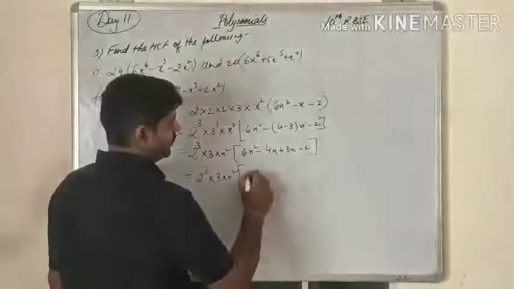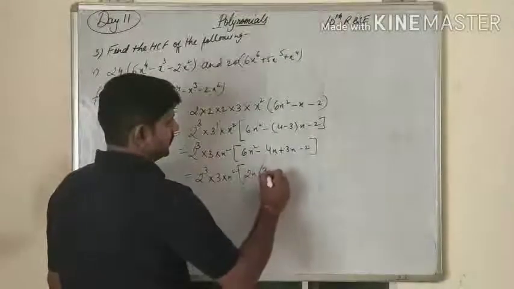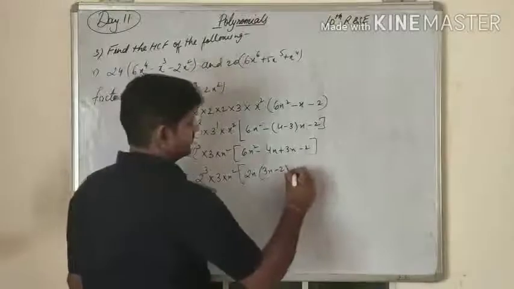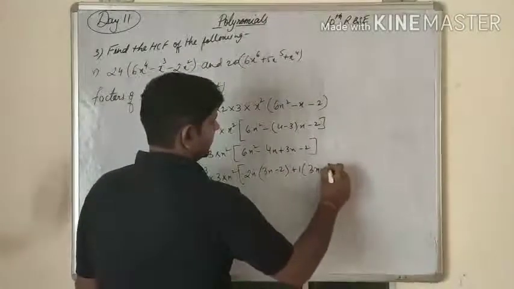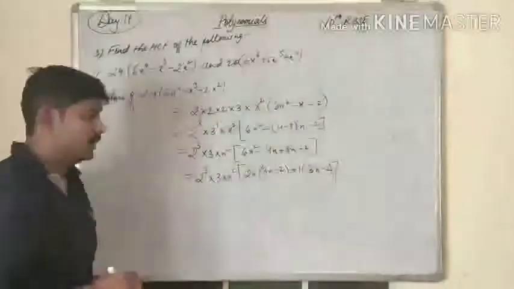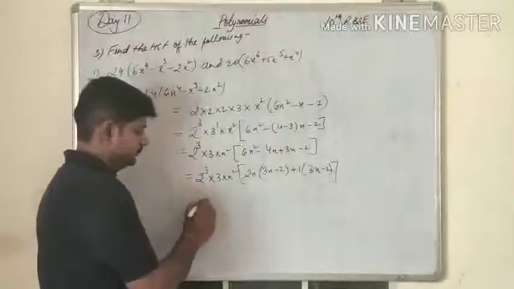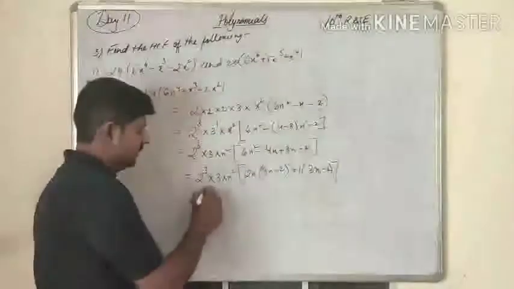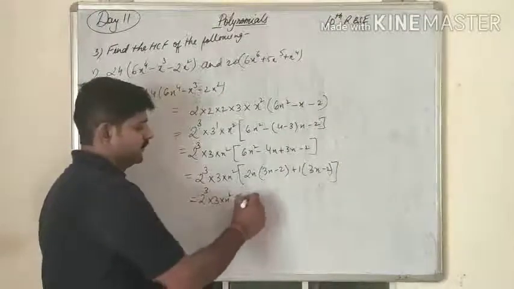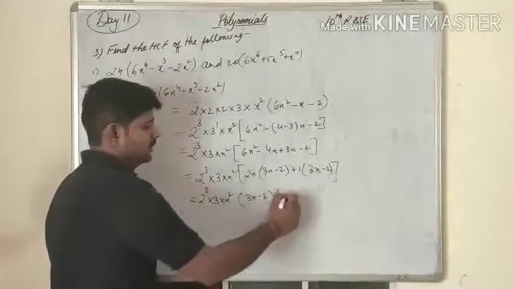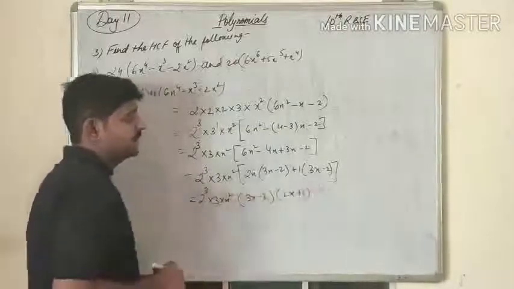There we can take common 2x. So 3x minus 2 is left, plus 1 we can take common. So we get 3x minus 2. Now finally we got factors of this, which is this. These are the factors.